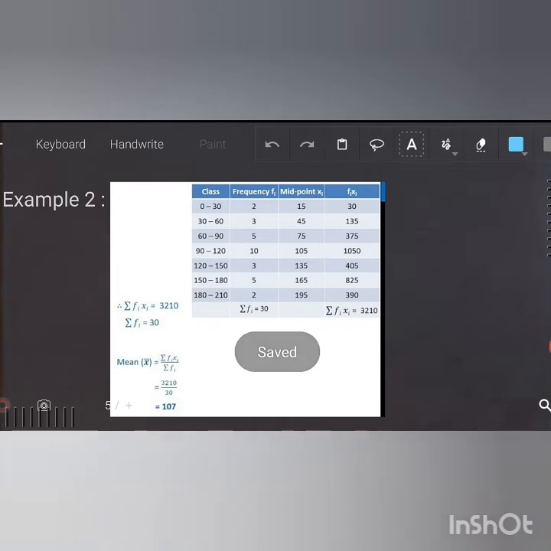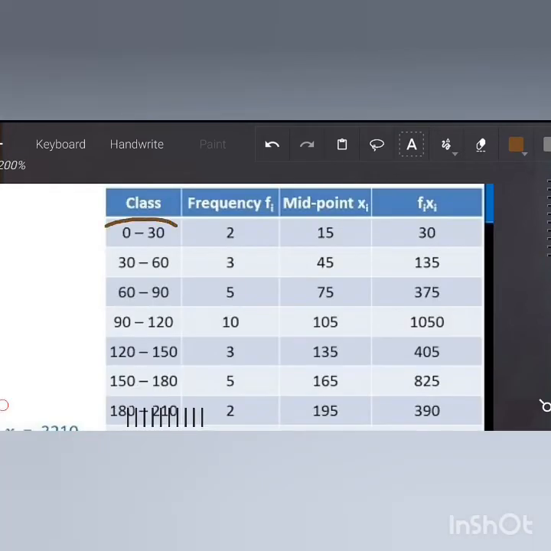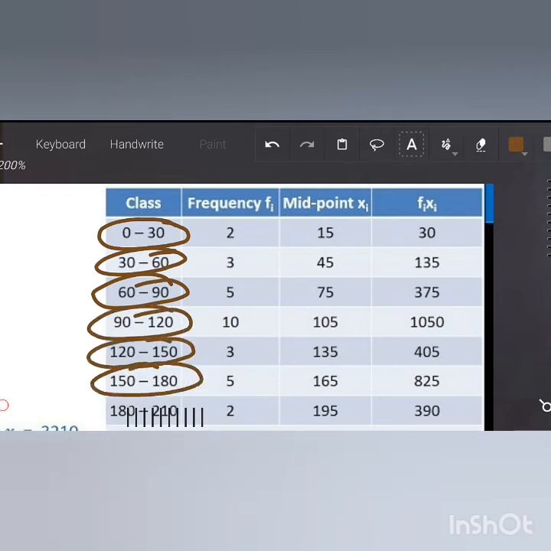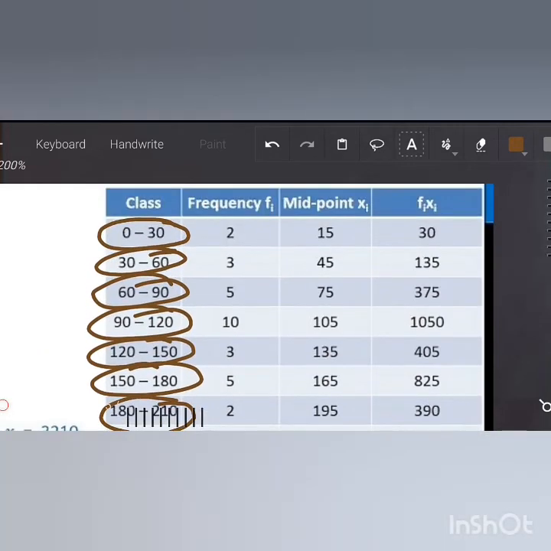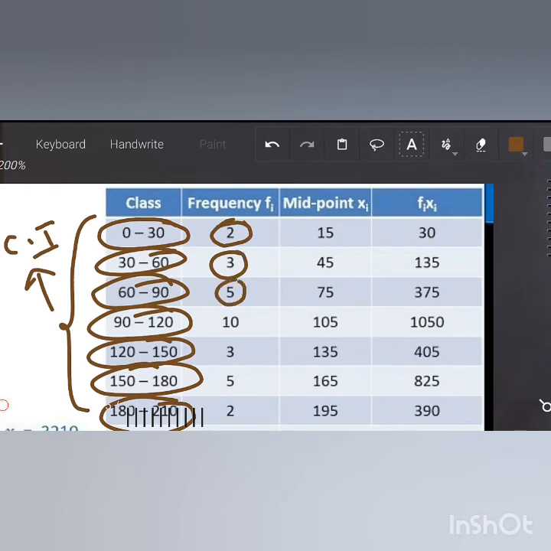Here in this example we have classes. The classes given are 0 to 30, 30 to 60, 60 to 90, 90 to 120, 120 to 150, 150 to 180, 180 to 210. These are nothing but class intervals. Next, the frequencies are given: 2, 3, 5, 10, 3, 5, 2. These are all nothing but frequencies.